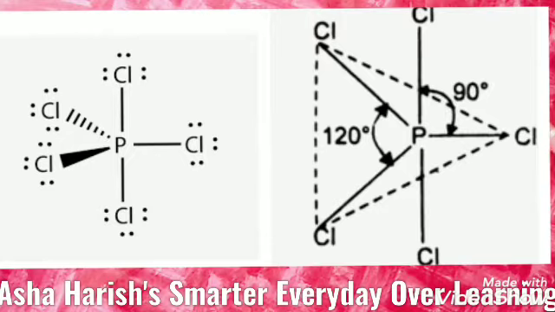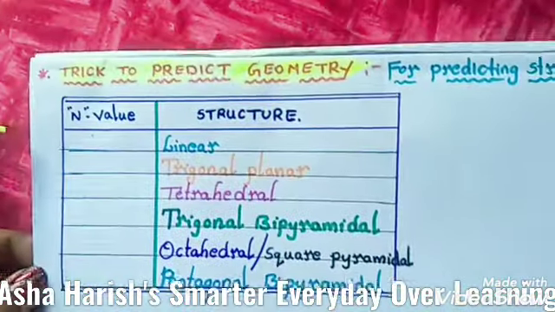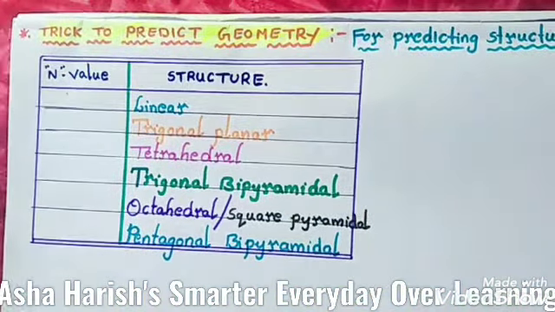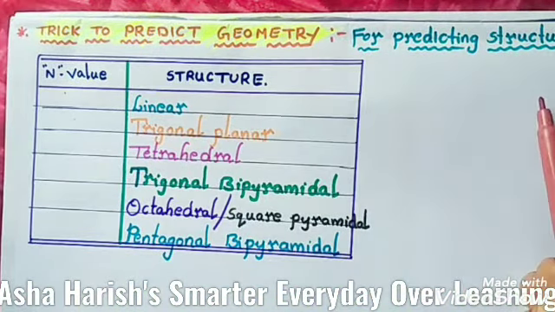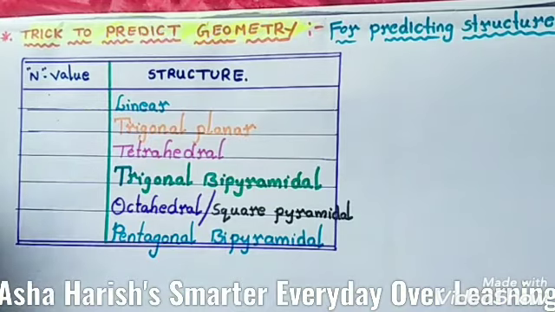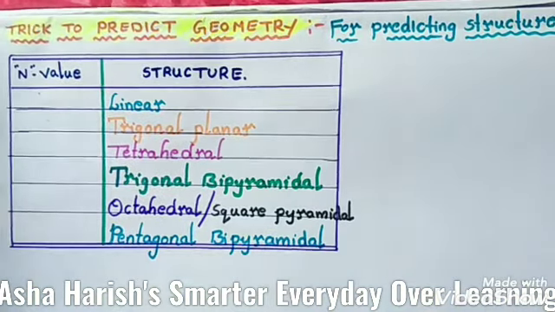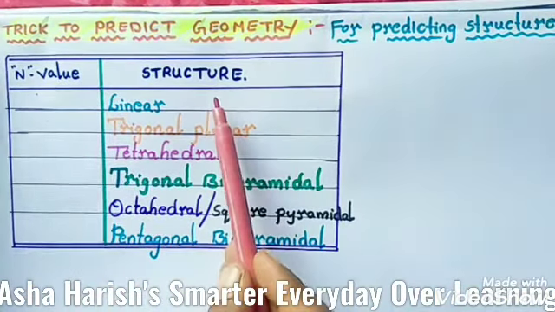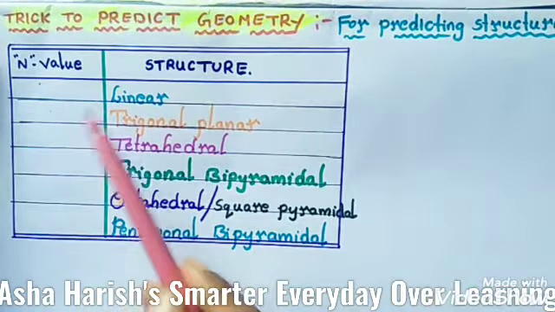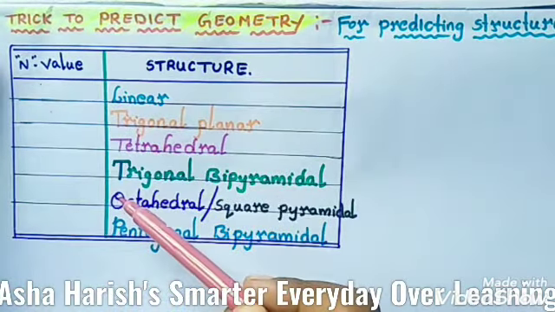Now students, how can we say the exact shape and particular geometry of the molecule? There is a simple trick for you. I'm going to explain in this session the trick to predict the geometry. What is the main trick to predict geometry? This is for predicting the main structure. Okay, here is the tabular form. You need to identify the n value and structure. How can we find out the n value also? I'll be discussing with you now in this session.